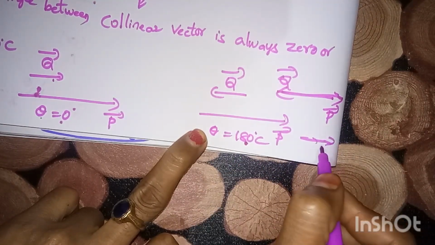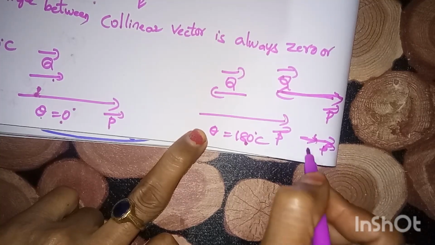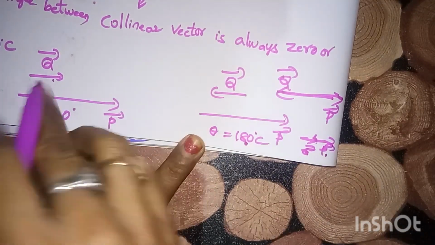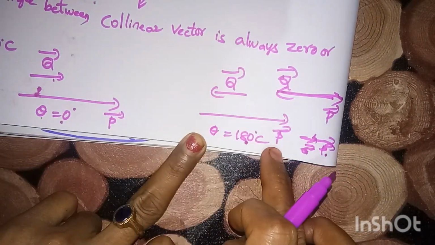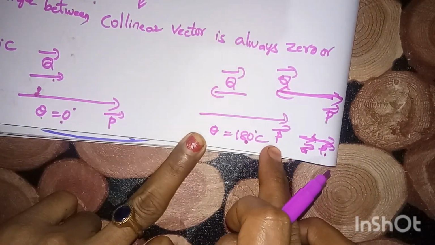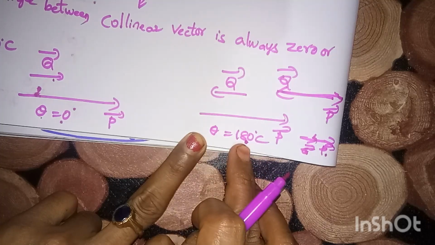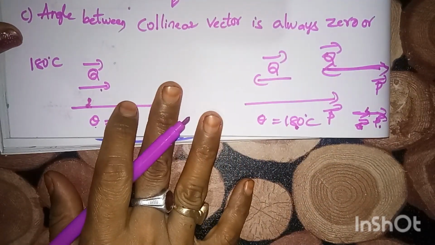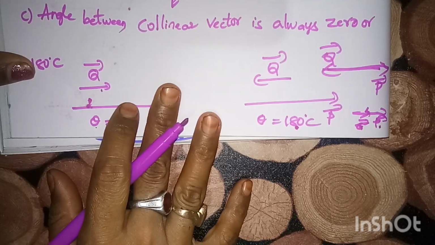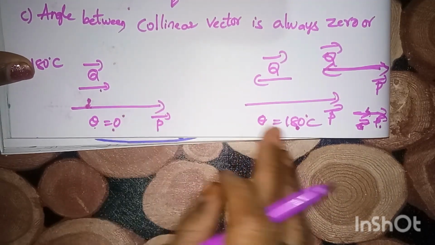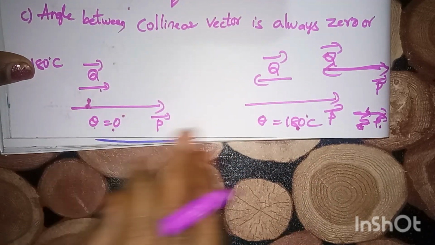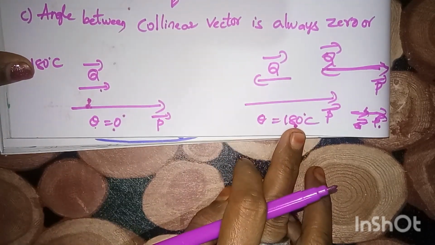But here, this is P bar and this is Q bar, same line, only one direction, so 0 degrees. When the two vectors are opposite to each other in their directions, theta equals 180 degrees. So as two vectors are collinear, the angle between them will be 0 degrees or 180 degrees: the same direction means 0 degrees, the opposite direction means 180 degrees.